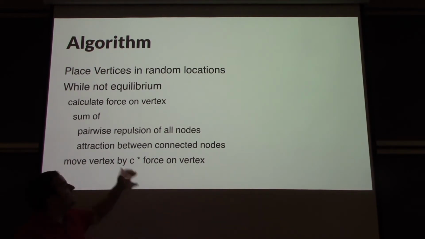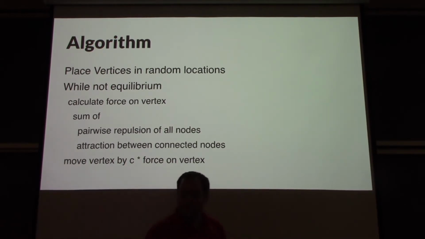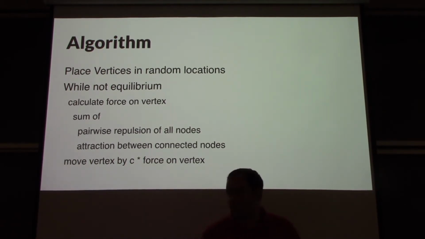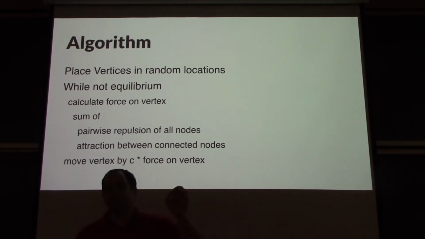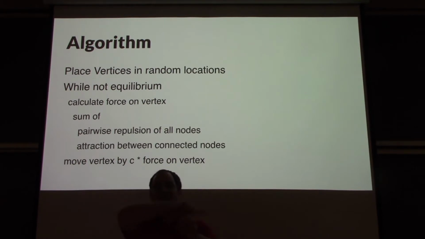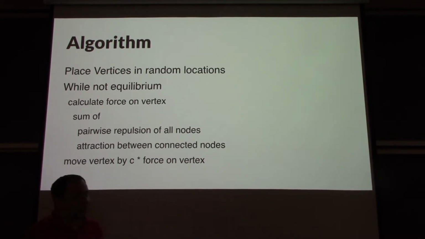So while we're not in equilibrium, we loop. First we calculate the forces on each vertex, and the force on each vertex is the sum of the pairwise repulsion of all nodes. So for one node, you simply calculate how far away it is from each of the nodes, and then based on the distance, there is a repulsive force exerted on that node.